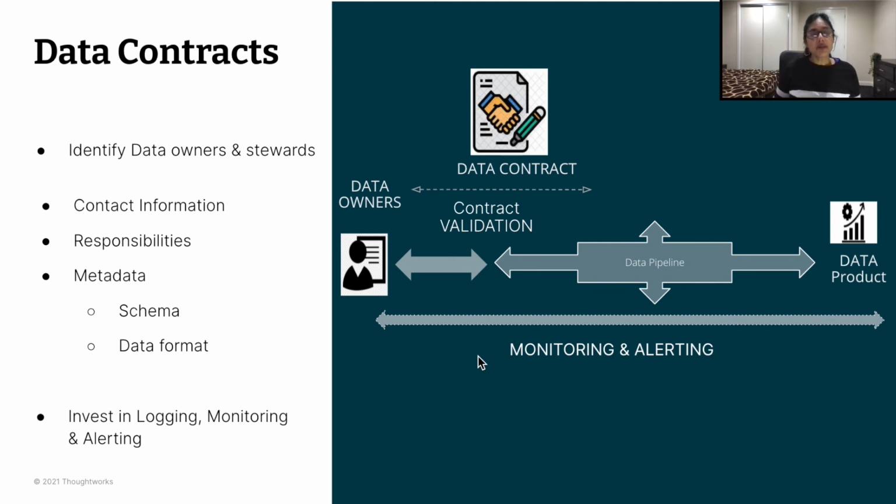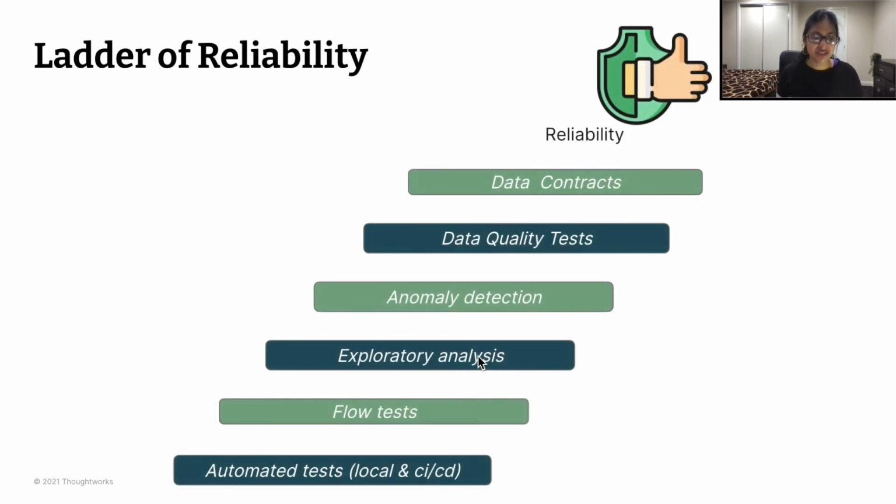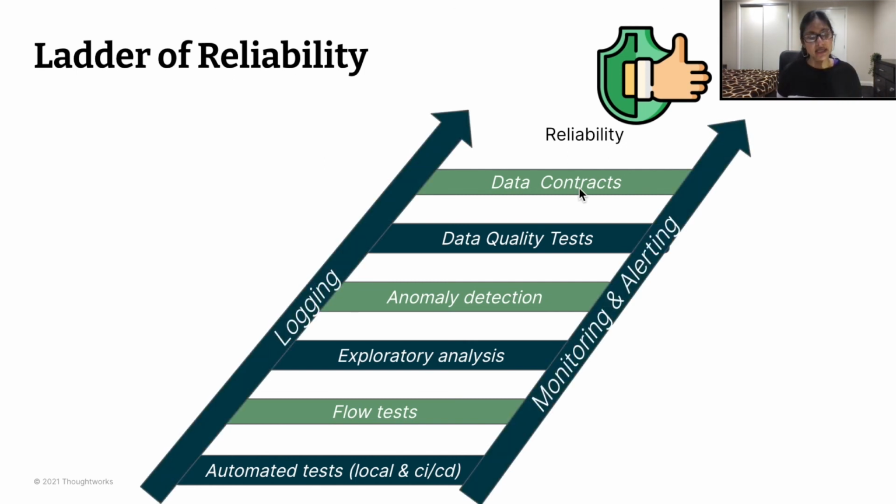Now, we have spoken about a lot of things, but if you want to create an image, you can think of it as a ladder of reliability, where you have automated tests in your local and CI/CD environment. You have flow tests, exploratory analysis, anomaly detection, quality tests, and data contracts, and all this supported by logging, monitoring, and alerting. This will help you have more reliable data pipelines by testing and validating early, that is shifting left.